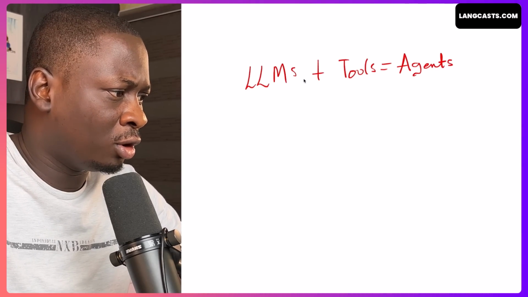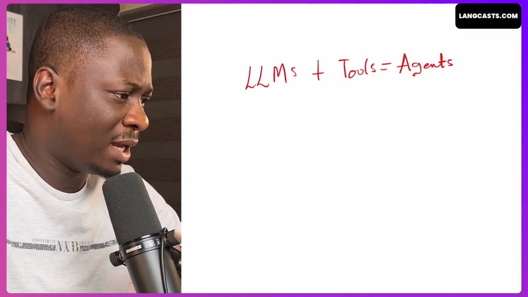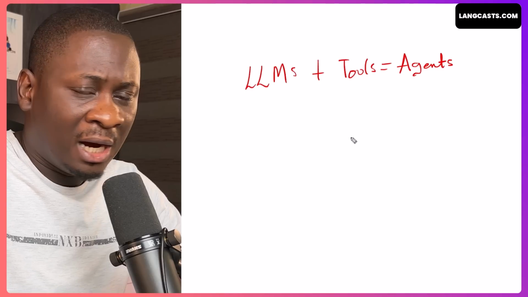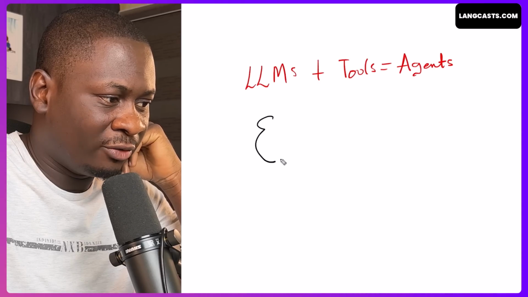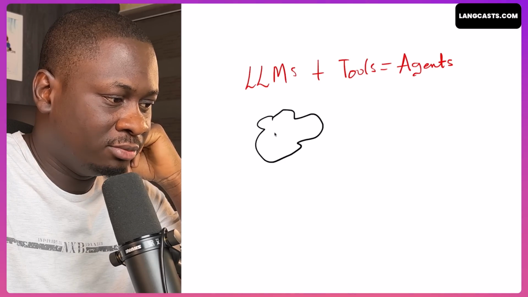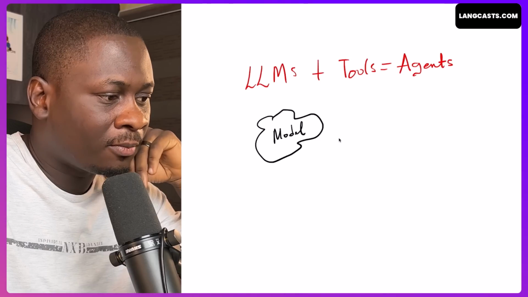So how does tool calling work? What happens is this. You have your model. Let's see it as the brain of the application. So this is your AI model.